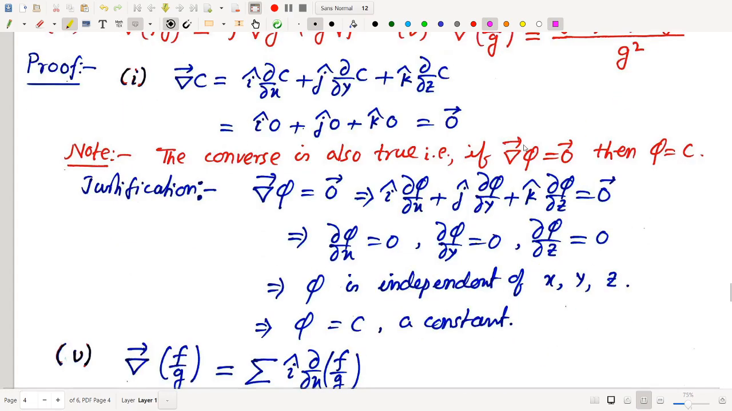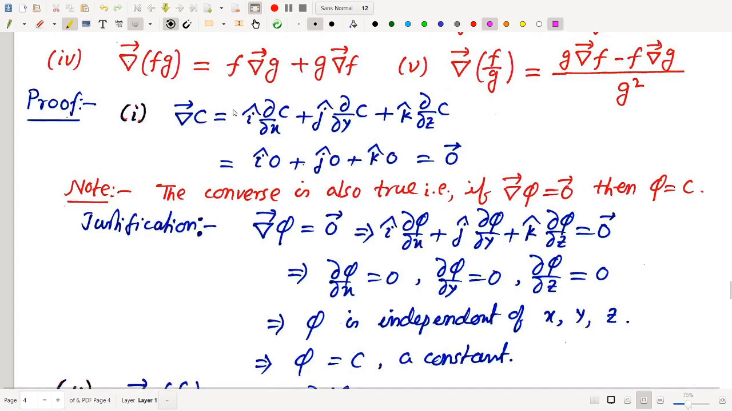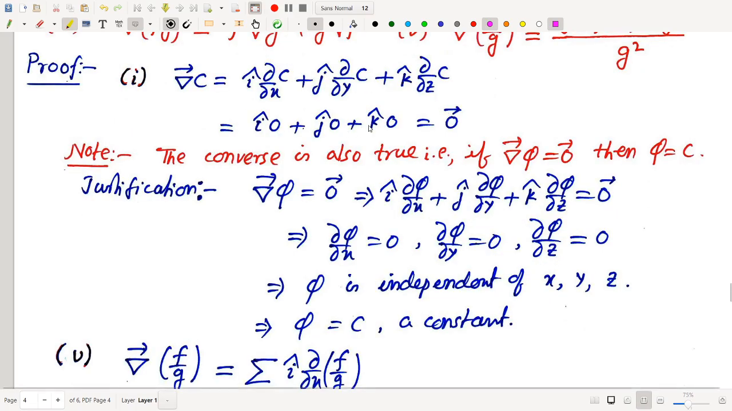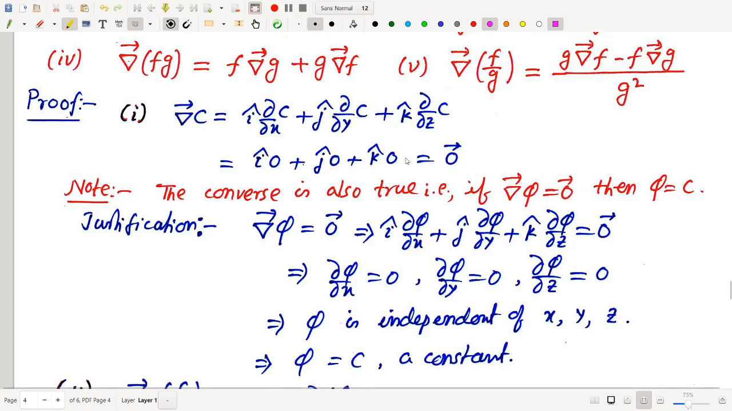Okay, so let us see the proof of some of them. Del c, gradient of c equal to i cap del c by del x plus j cap del c by del y plus k cap del c by del z. But c is a constant, so all its partial derivatives are 0. Therefore i times 0, j times 0, k times 0 means it is the 0 vector. Okay, the gradient of a constant is the 0 vector.